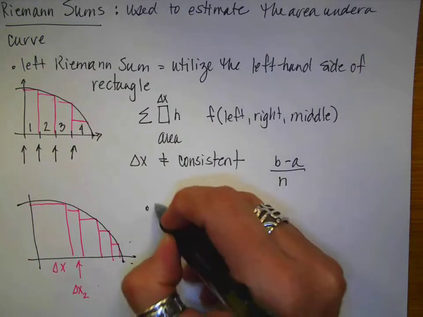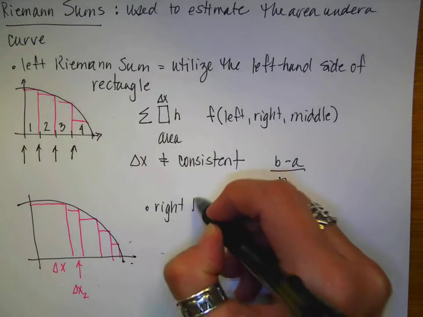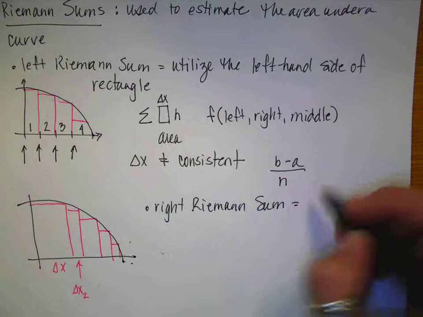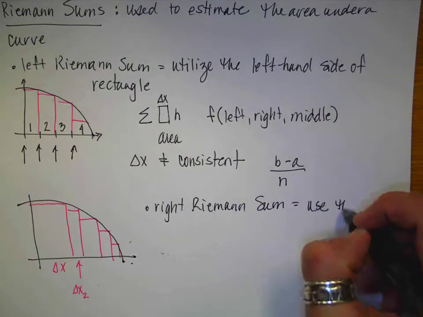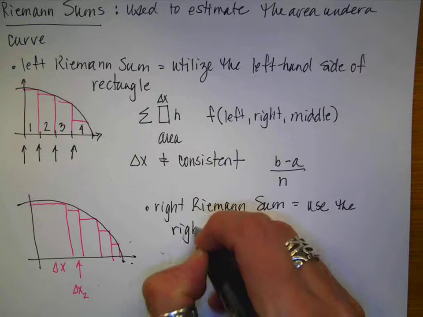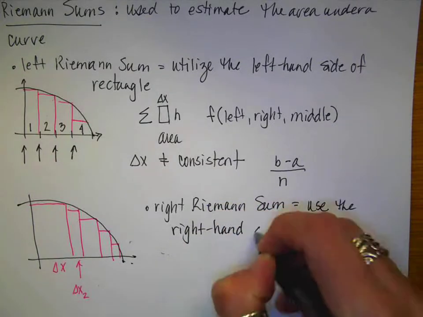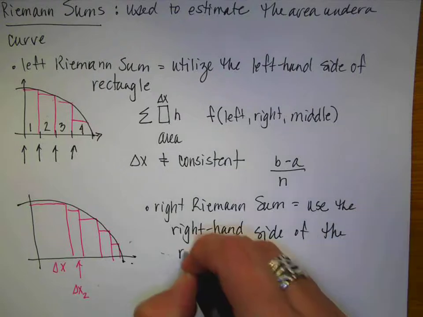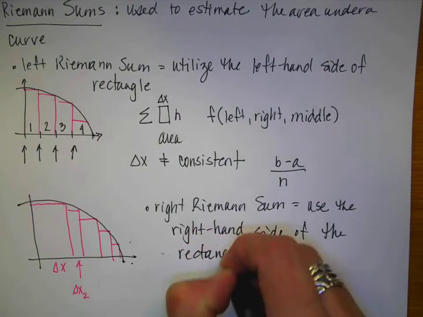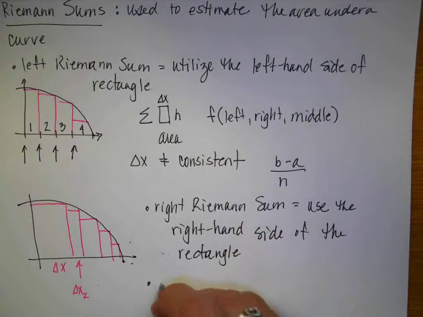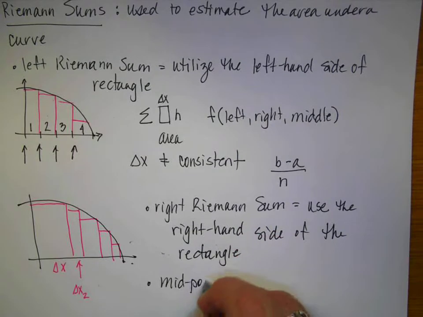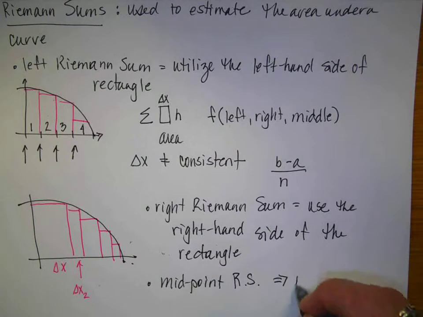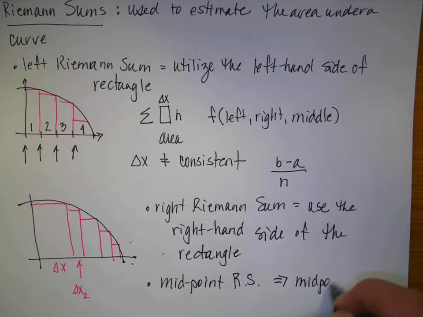All right, so just to finish this, the right Riemann sum is going to use the right-hand side of the rectangle. And I don't know that I necessarily need to write out the middle, but the midpoint Riemann sum is going to obviously use the midpoint.